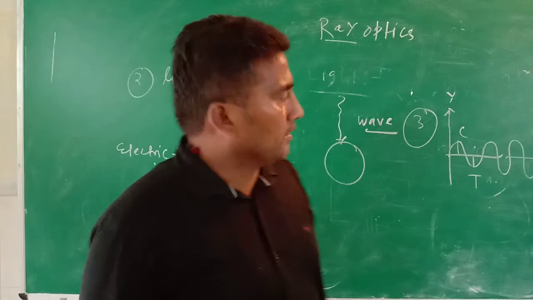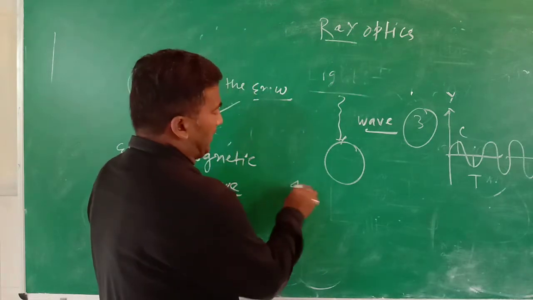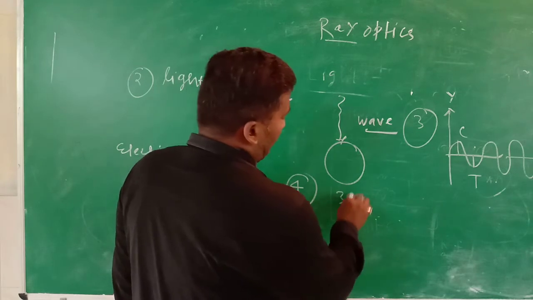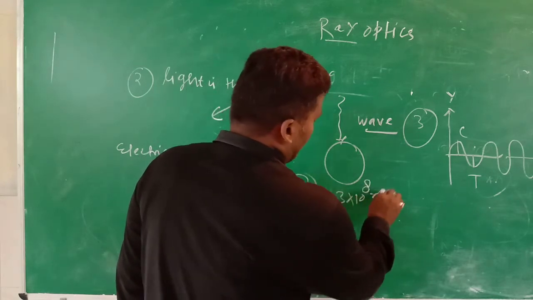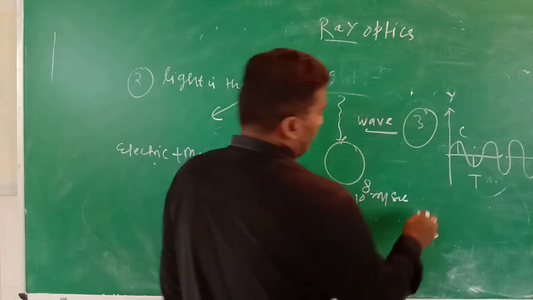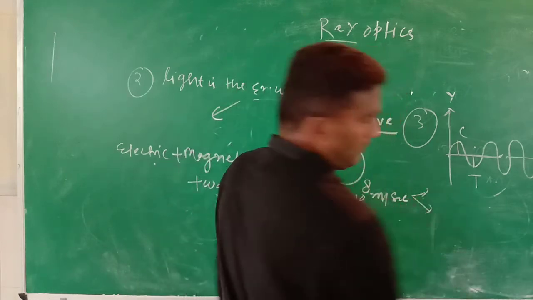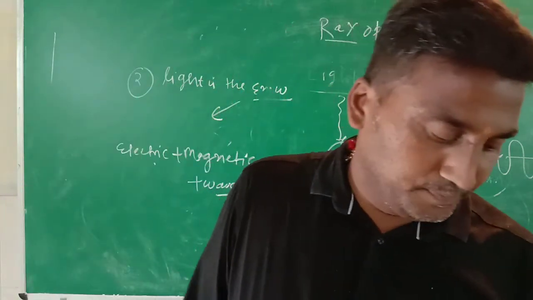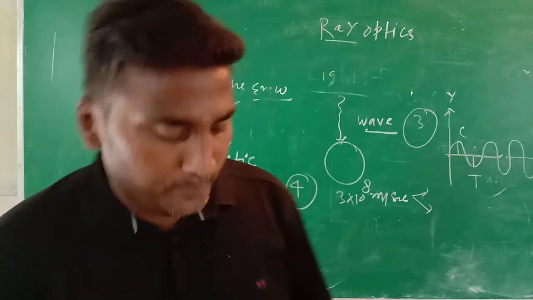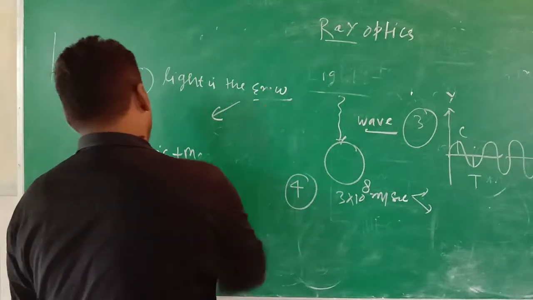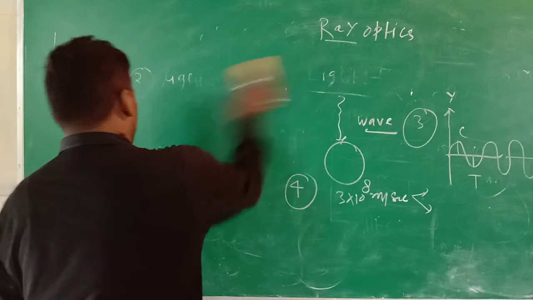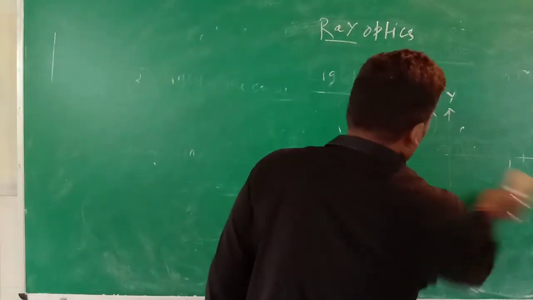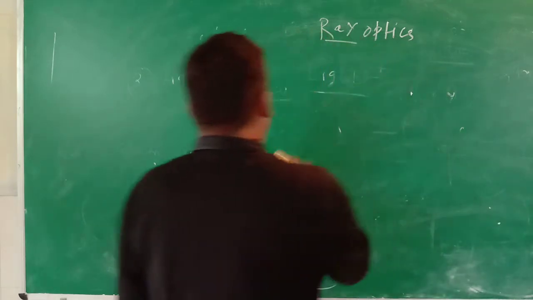Now we discuss another important property of light: the speed of light is 3 × 10^8 meter per second in vacuum. What is a vacuum? There is no atmosphere, and it is also called a vacuum. Now another important property of light we discuss is that it follows the property of ray optics.